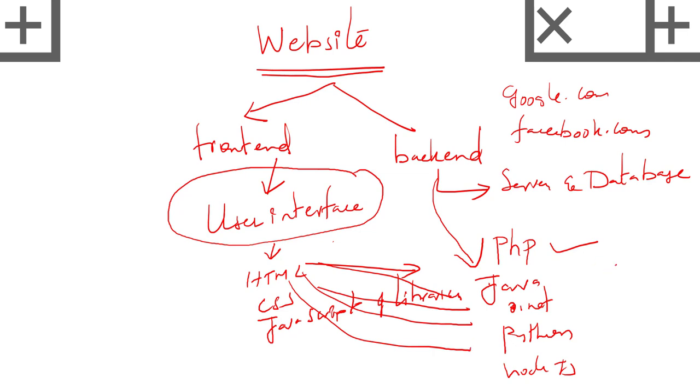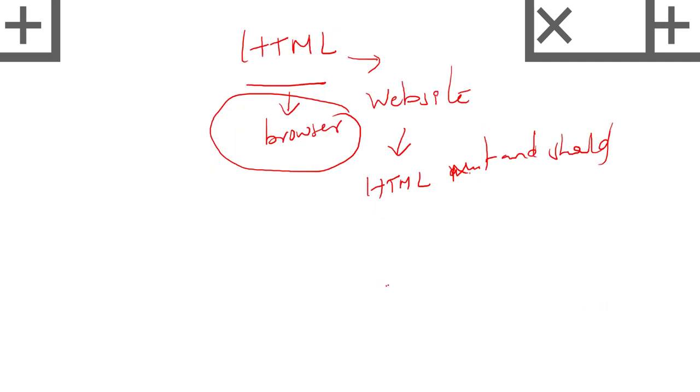Coming to databases, we have different databases: MySQL, Oracle, and MongoDB. So what I want to tell you is that if you develop a web application, HTML is mandatory. You can use anything, PHP, Python, or anything else, but HTML is mandatory.